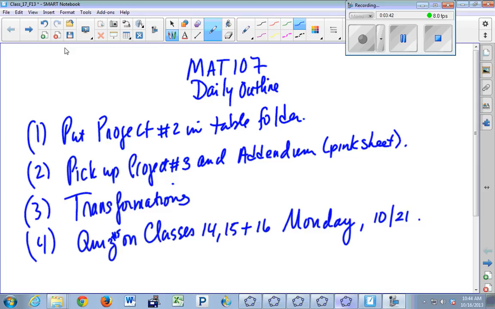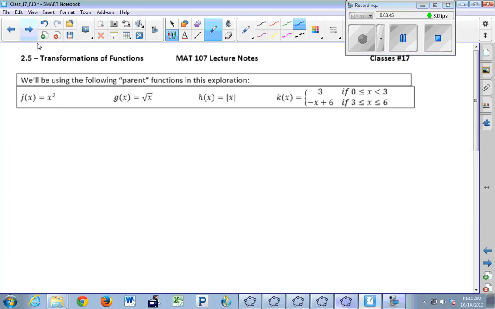In today's class, we're going to be starting our discussion of transformation of functions, which is if we take one of our basic parent graphs. Notice the first 3 functions here: j of x is your parabola, g of x is your square root function, h of x is your absolute value, and those are the same parent functions we have for our project. We've thrown in a step function for you. This is not considered a parent function because it isn't common per se, but for our explorations on transformation of functions, we're going to call this a parent function as well.